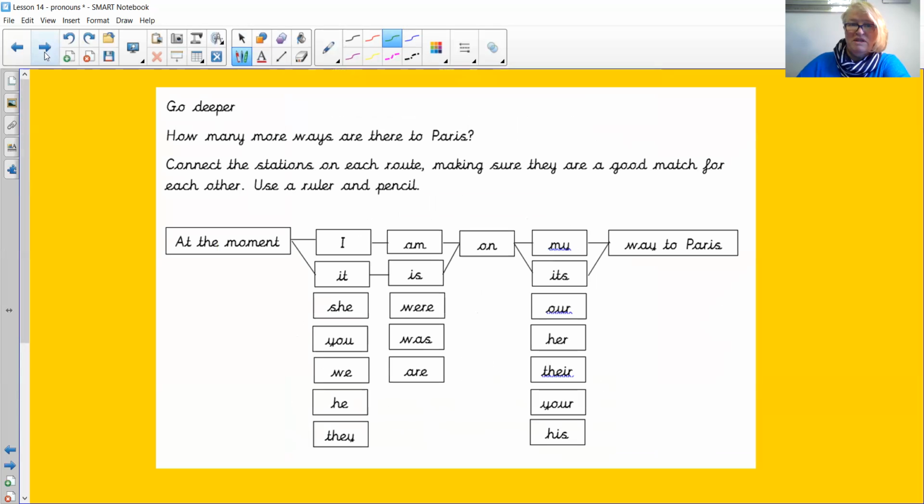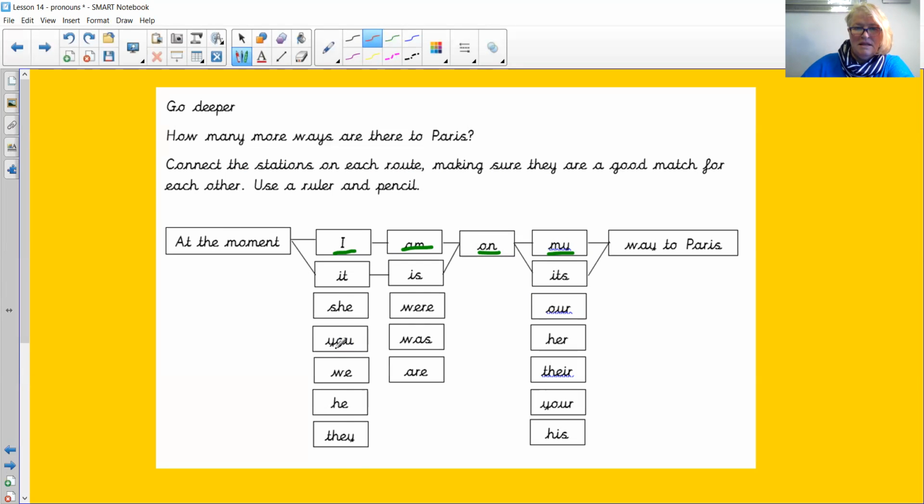Right, so now on to the Go Deeper. So how many more ways are there to Paris? Connect the stations on each route, making sure they are a good match for each other. Use a ruler and pencil. So I am on my way to Paris. And then let's use a different colour.